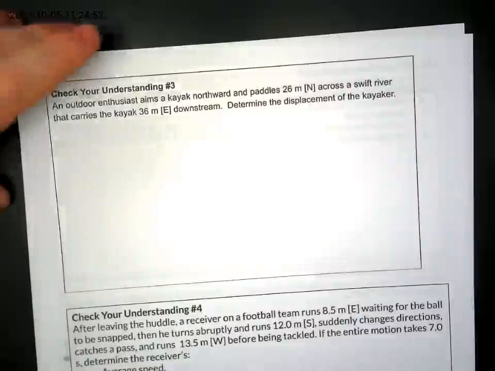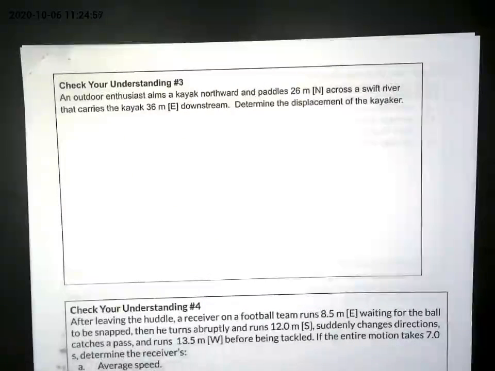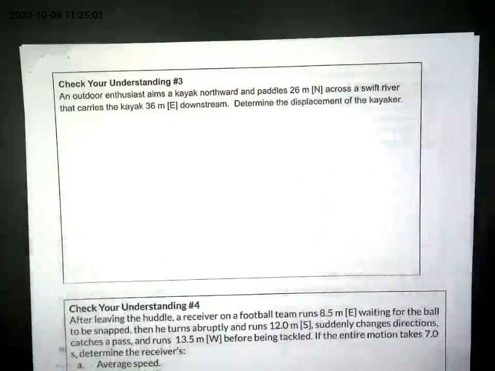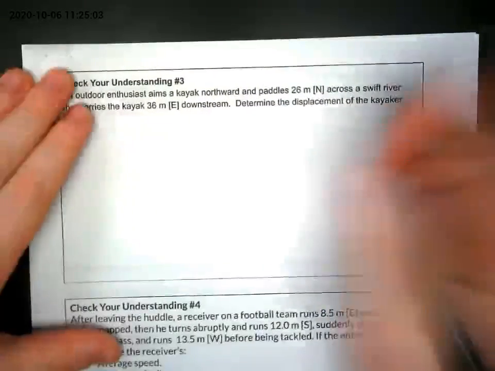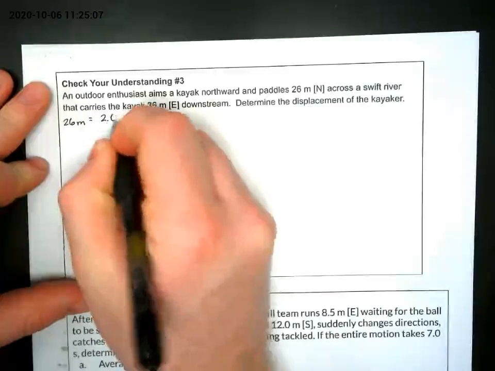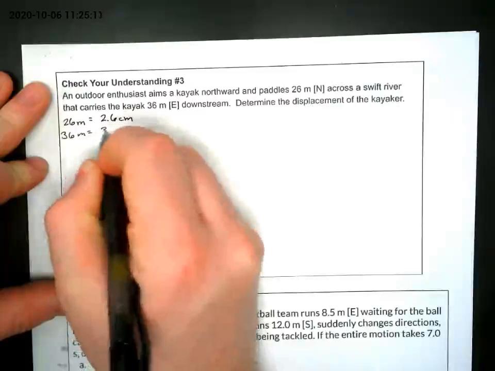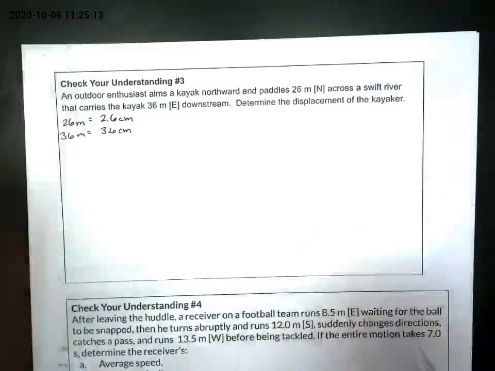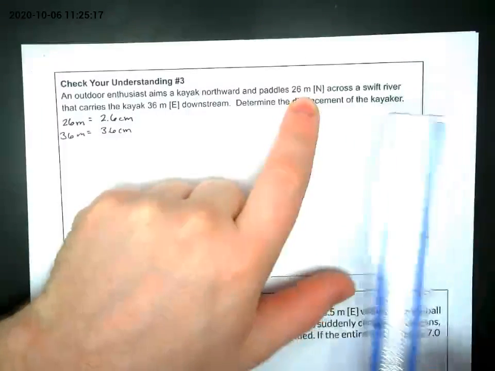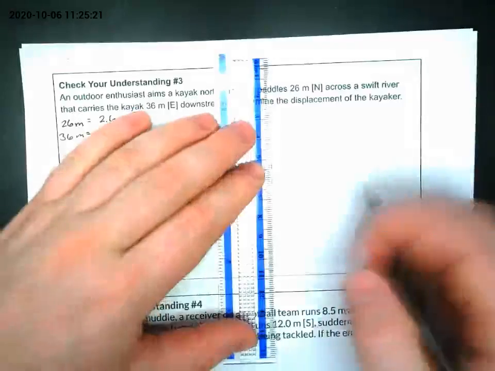I apologize for the lecture video where I don't, but we're going to draw this to scale. Instead of 26, we're going to keep it 26, but I'm going to say 26 meters is equal to 2.6 centimeters, and then 36 meters is equal to 3.6 centimeters. So he went up north. He paddled 26 meters north.